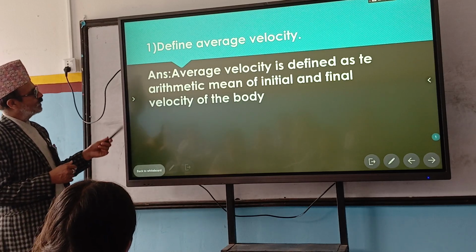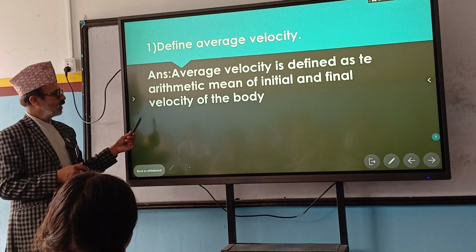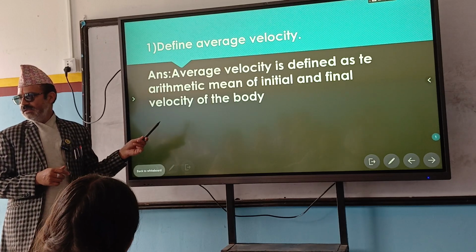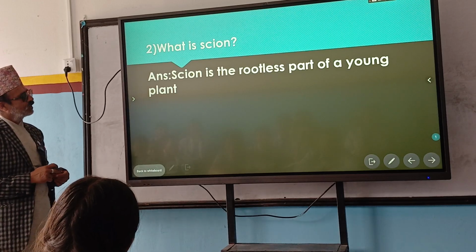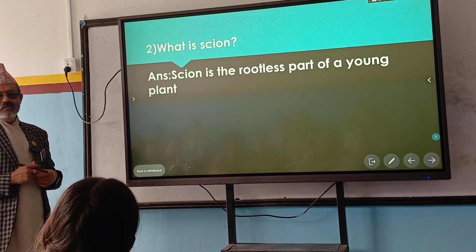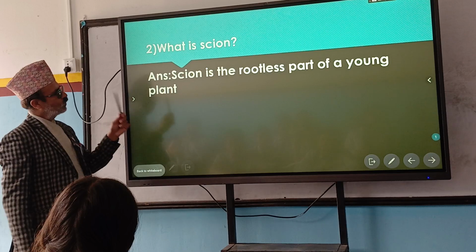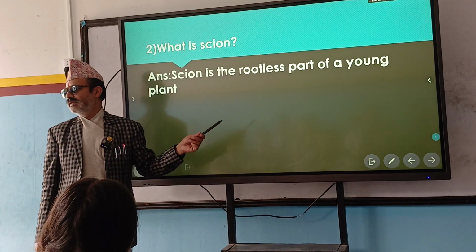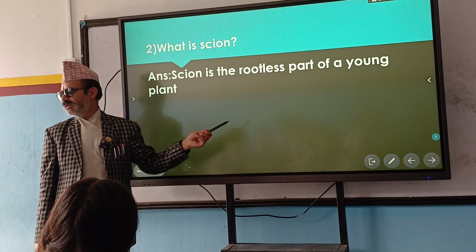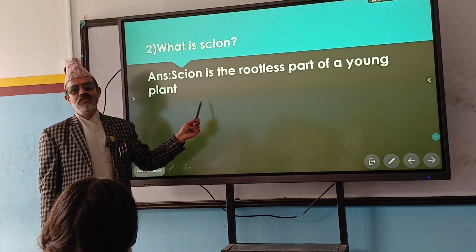Average velocity is the arithmetic mean of initial and final velocity of the body. Read also. Okay? It's very easy. Number 2. What is scion? Scion is the rootless part of a young plant that is used in grafting. Remember. Only this much is not complete, okay?